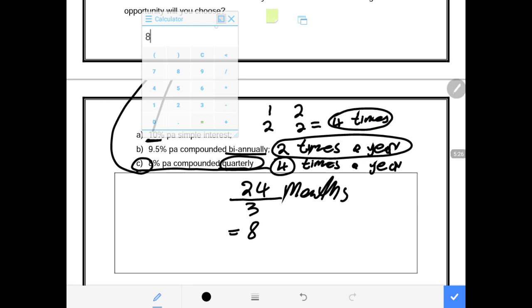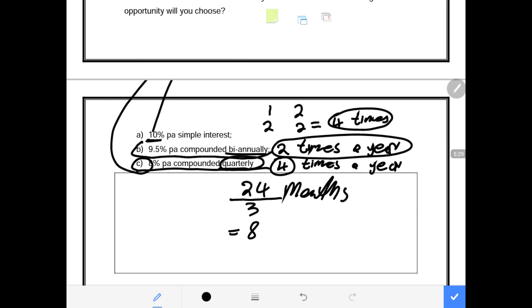And again, when it comes to number B, where it's compounded biannually, and our period is 2 years, which is 24 months, if you want to convert from the number of months to the number of compounds over the period of 24 months, we need to divide by the number of months in a compounding period. Remember, if it's biannually, meaning half a year, that is 6 months, so we'll divide by 6.